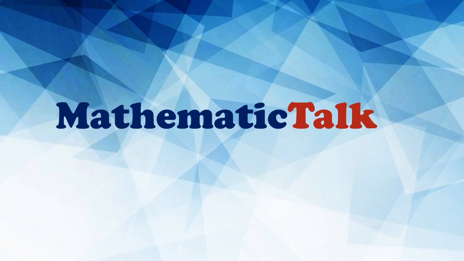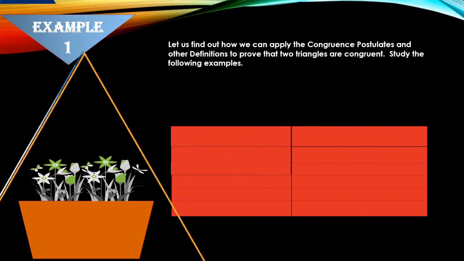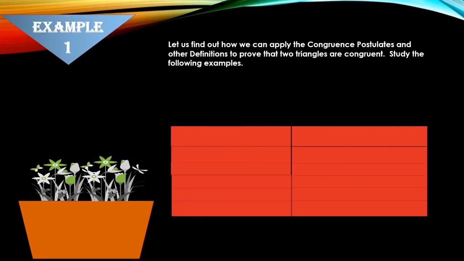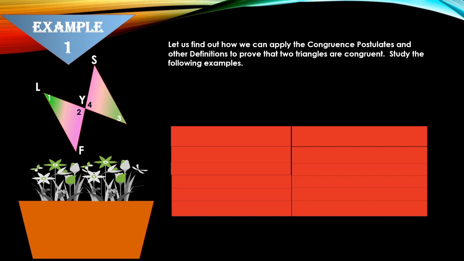Mathematic talk. Let us find out how we can apply the congruence postulates and other definitions to prove that the 2 triangles are congruent. Study the following examples. Example number 1. Given, segment FL is parallel to segment SA. Y is the midpoint of segment LA. Prove that segment FL is congruent to segment SA.